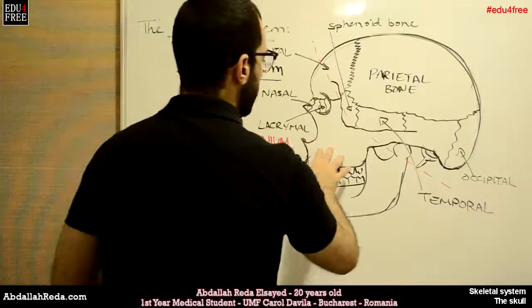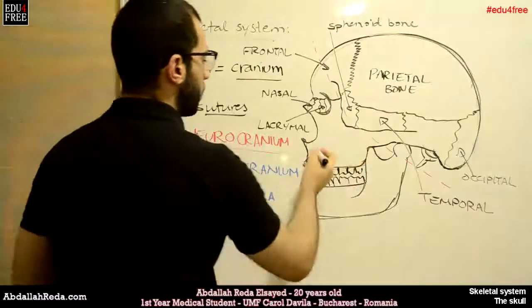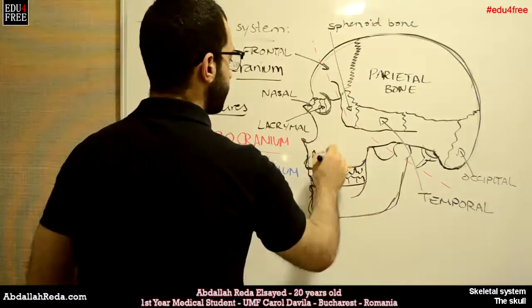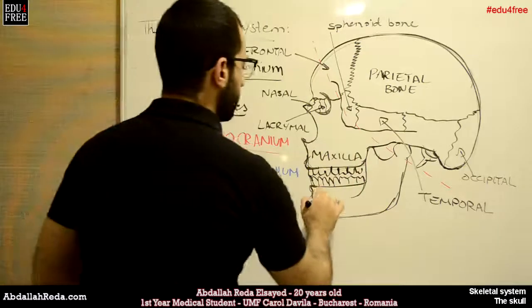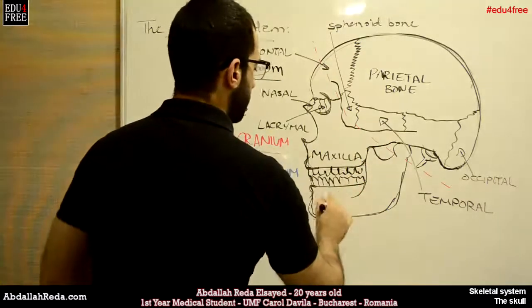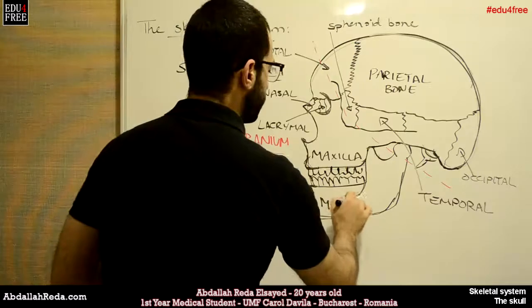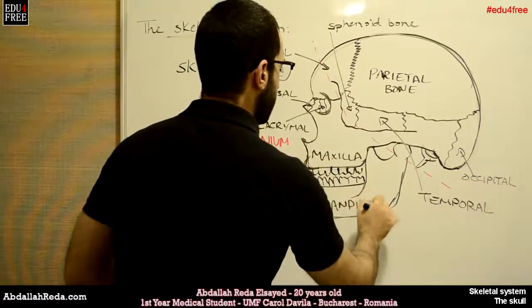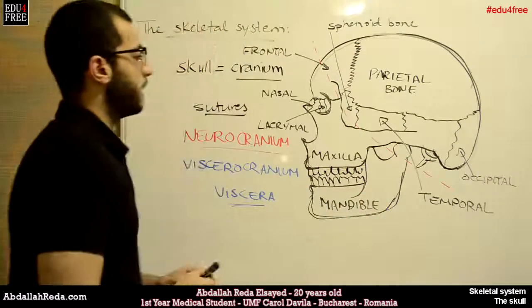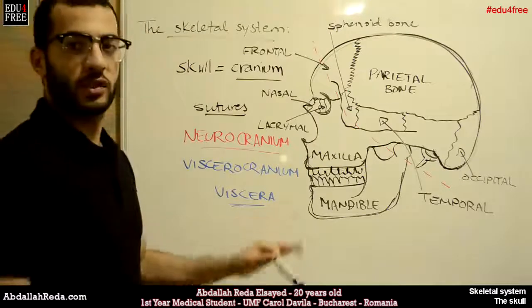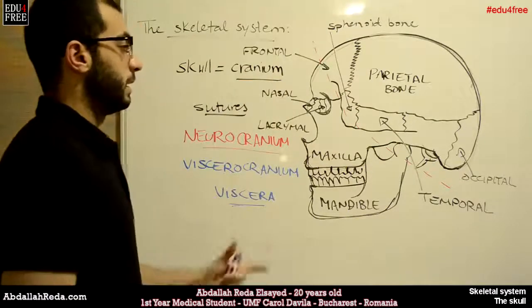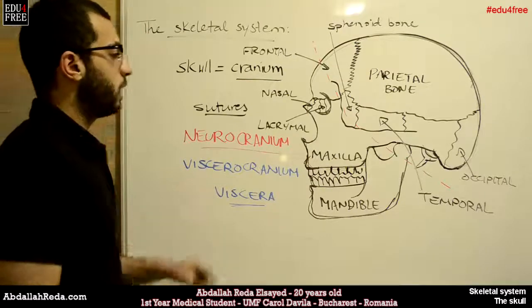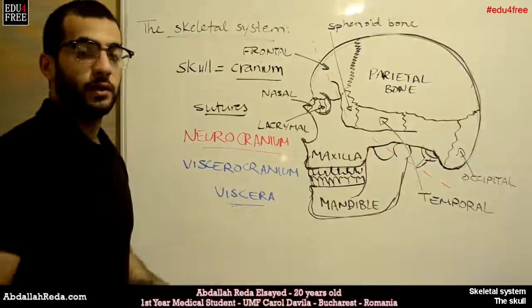Also, here we have the upper jaw, which is called the maxilla. So this is the maxilla here, and the lower jaw is called the mandible. So this is a quick review of the skull. And of course we're going to talk about this in detail later. So that was the skull. Next we're going to talk about the rib cage.